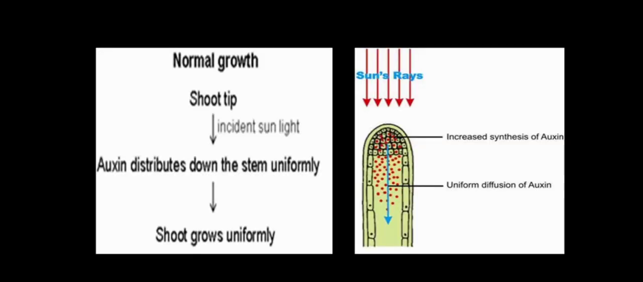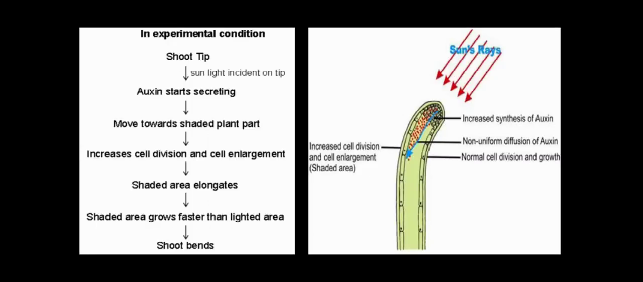When the sun's rays fall on the shoot tip from above, it stimulates the synthesis of auxins at the shoot tip, and the auxins are spread uniformly on both sides of the shoot tip, and thus the shoot starts to grow in the upward direction. Shoot grows uniformly.